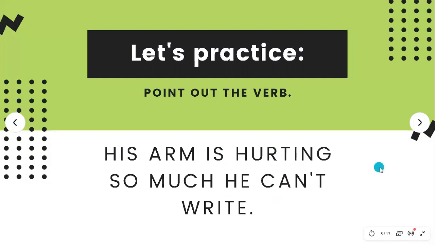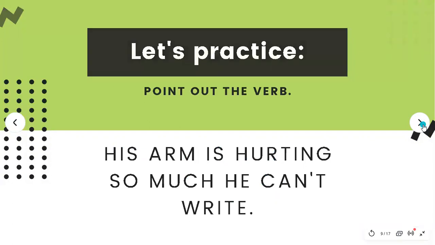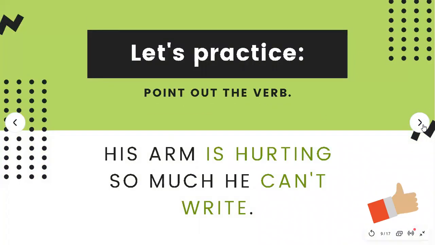Let's see. Okay, so the answer here is this one. The verb here, or the verb structure, la estructura verbal aquí is hurting, right? Because hurt es doler. Y acá, claro, está en un tiempo verbal diferente, ¿no es cierto? En el presente continuo. Así que debo considerar todo esto, mi helping verb, mi verbo de ayuda, con mi verbo principal, is hurting. Todo eso sería el verbo.